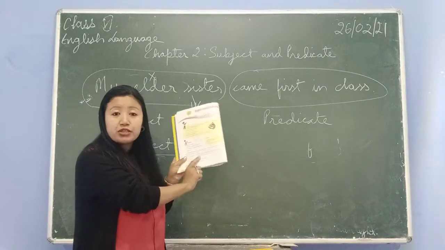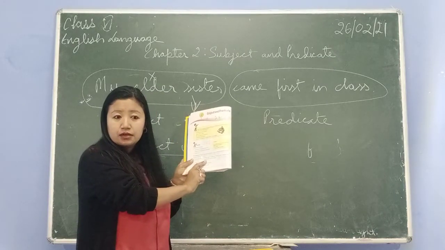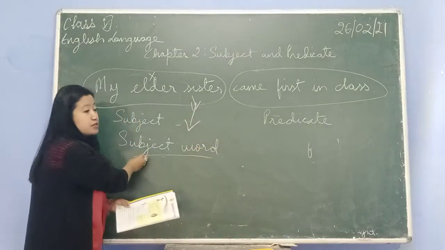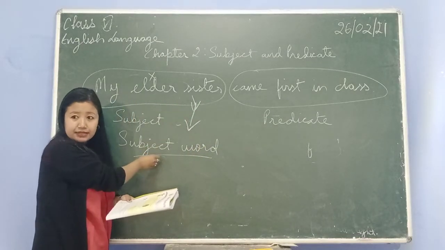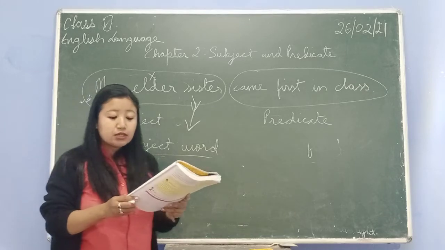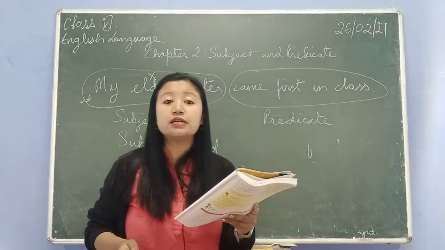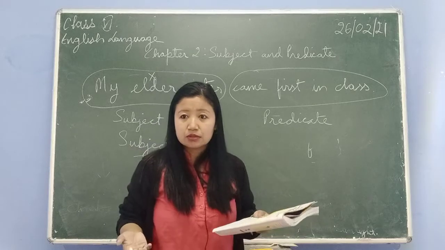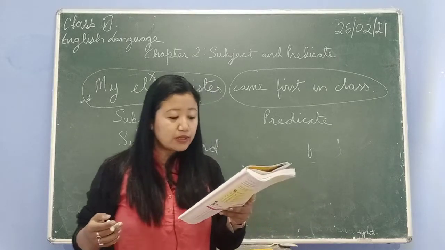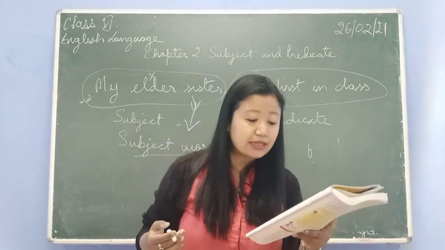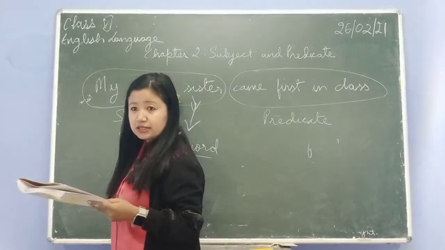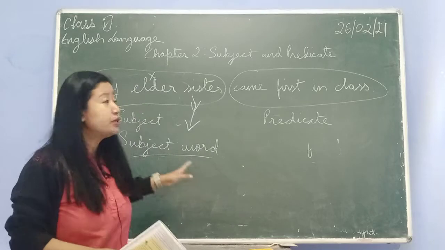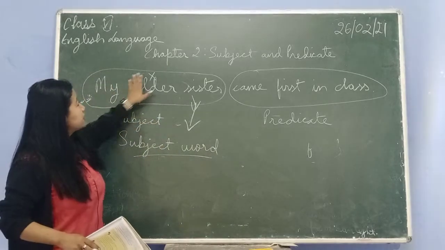It's there in your book, page number 8, in red. Understood what is the subject word? The most important word in the sentence. That is your subject word. So a subject word is always a noun, or a word that does the work of a noun. Do you know what nouns are? So noun, sister, common noun. So this is your subject.